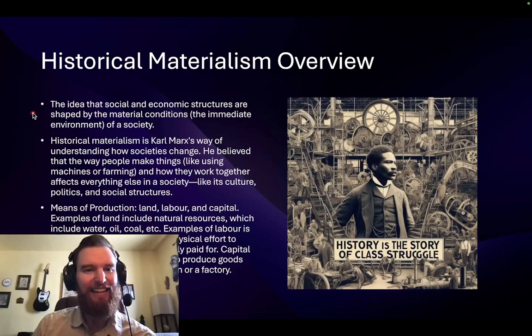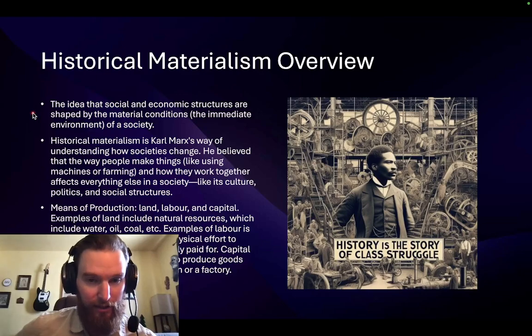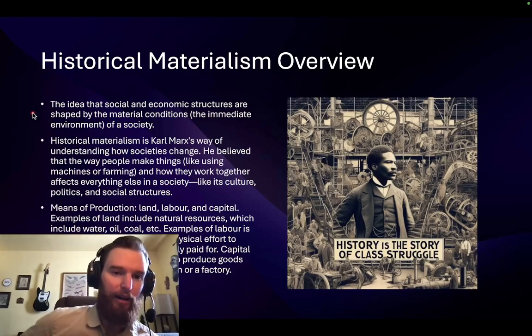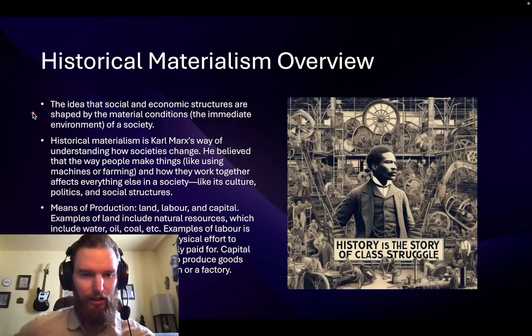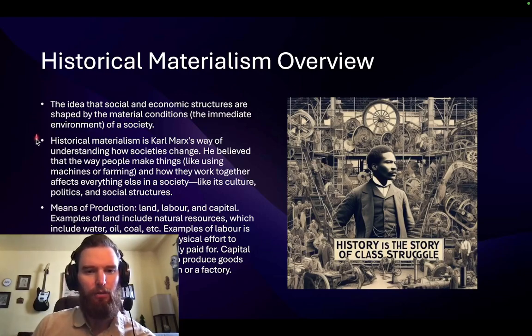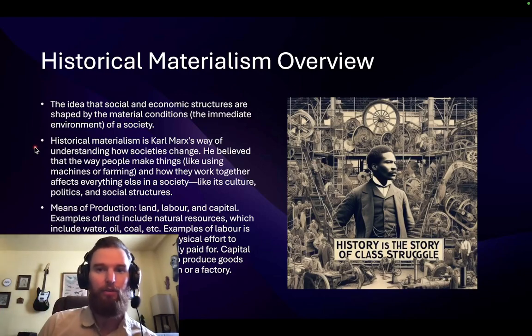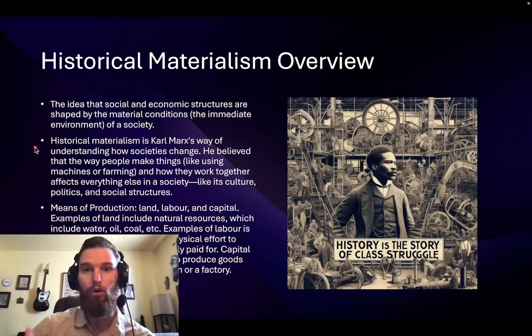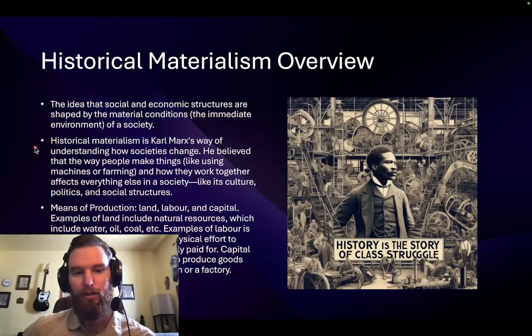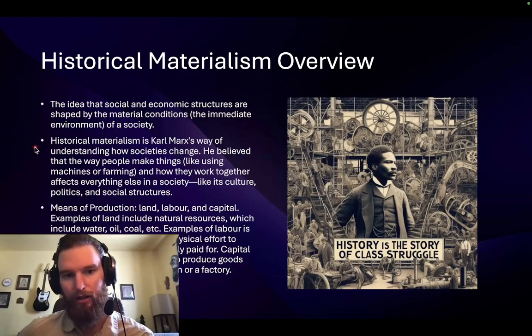It is the idea that social and economic structures are shaped by the material conditions, the immediate environment of a society. So, historical materialism is Karl Marx's way of understanding how societies change. He believed that the way people make things, like using machines or farming, the way that they tend to work and create things, and how they work together affects everything else in society, like its culture, politics, and social structures, right?